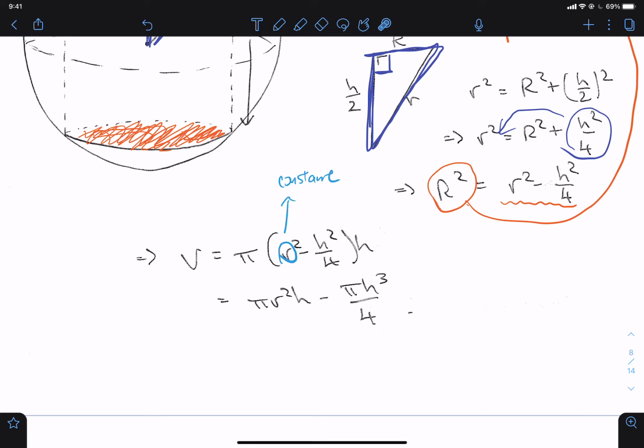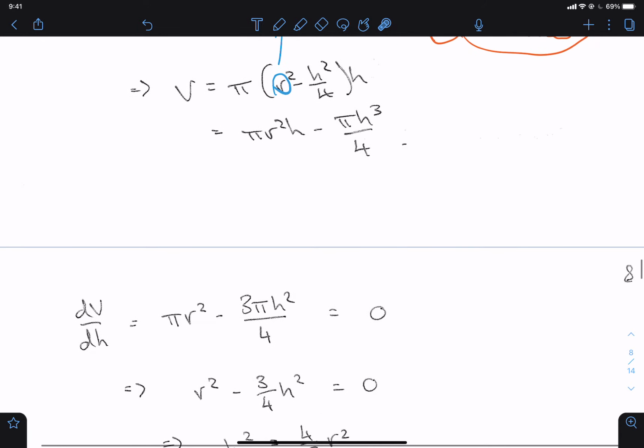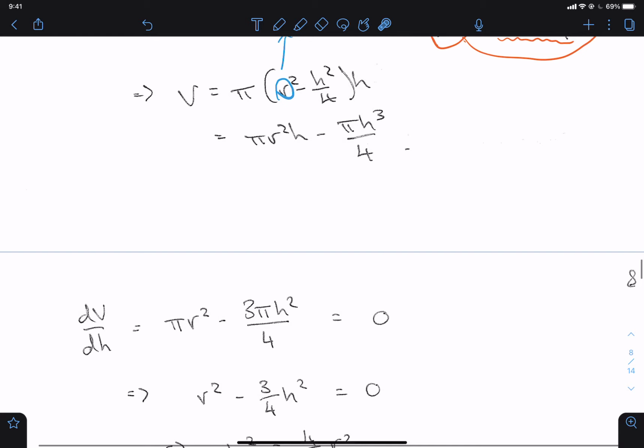And our next step is obviously to take the derivative, right? So take a derivative with respect to h. And also remember, r here, this lowercase r is a constant, right? So we're not taking derivative of this, just a scalar, this pi r squared, just like a number 1, 2, 3. So the derivative of this term is gonna be just pi r squared.